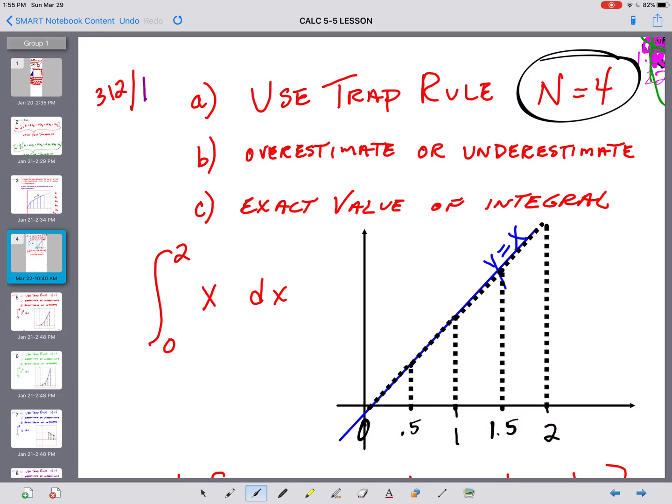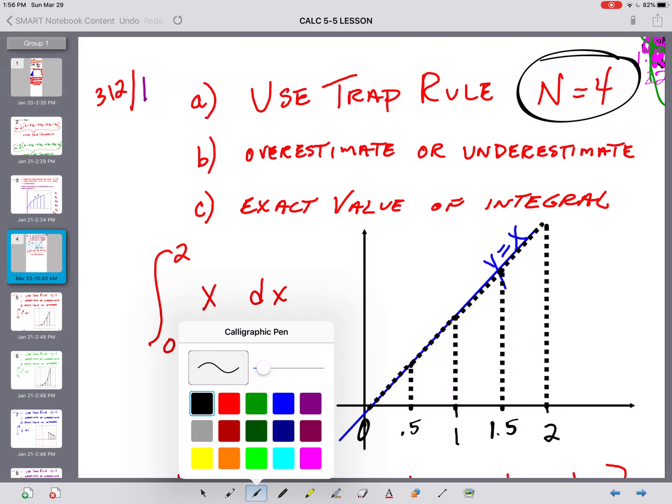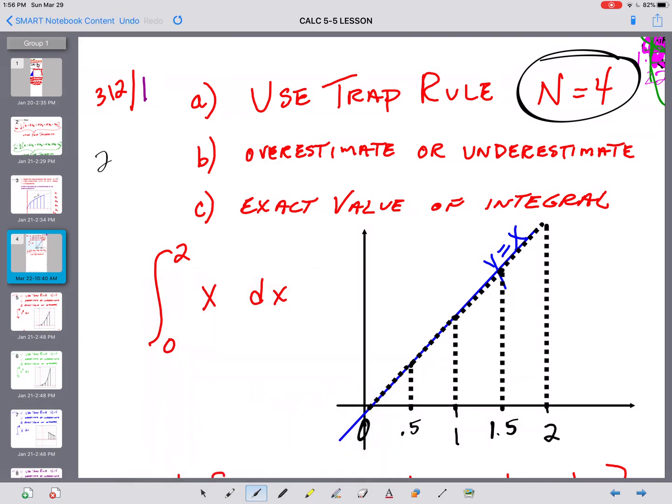Well, let's start here. First of all, look at the limits on the integral. They're from 0 to 2. So from 0 to 2, that's 2 units, and we want to break it up into 4 trapezoids. So hey, that's going to be 0.5. Each one of those is going to be 0.5 high. Right here, this is the height of each trapezoid.